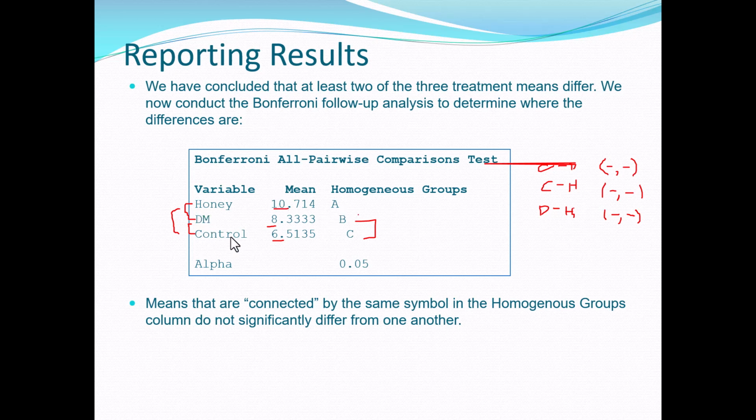And we know the direction. We know that the control group has the lowest mean, so that's going to be less than the DM group, which is going to be less than the honey group. And I can write it either way. I can put honey is greater than DM, which is greater than control, or I can put control is less than DM, which is less than honey.